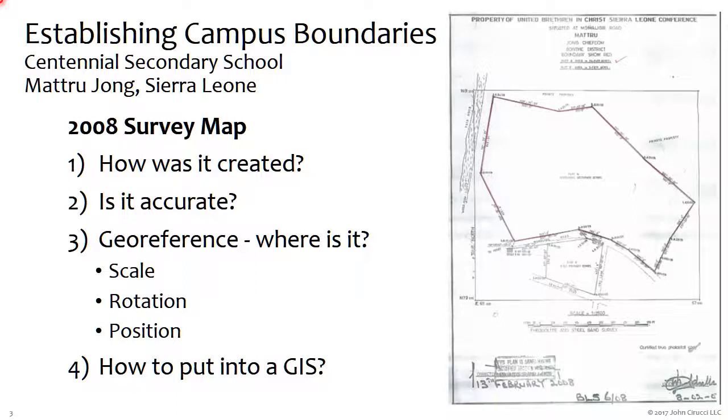And finally, we have to position it. So it can't just float in space. We want to get it back to a reference point. So somewhere on there, we'd like to have one point we can say, this corresponds to this latitude and longitude in this datum. And so that's the exercise.